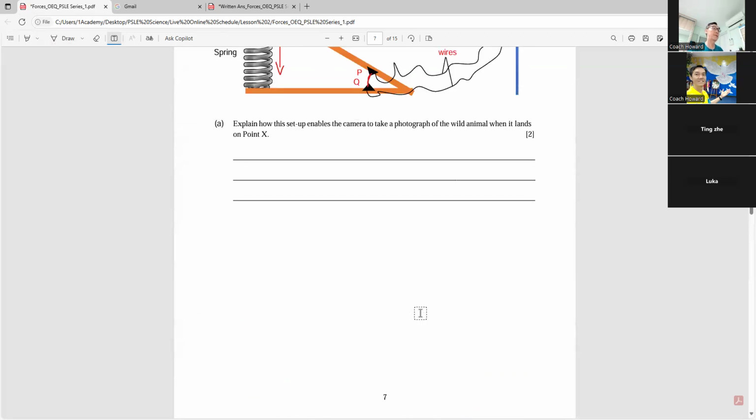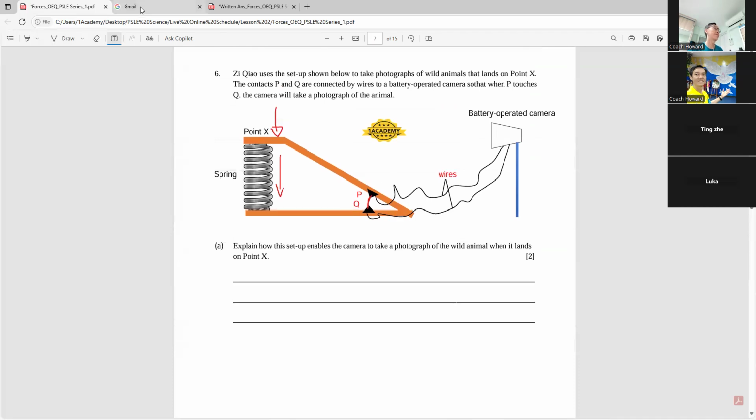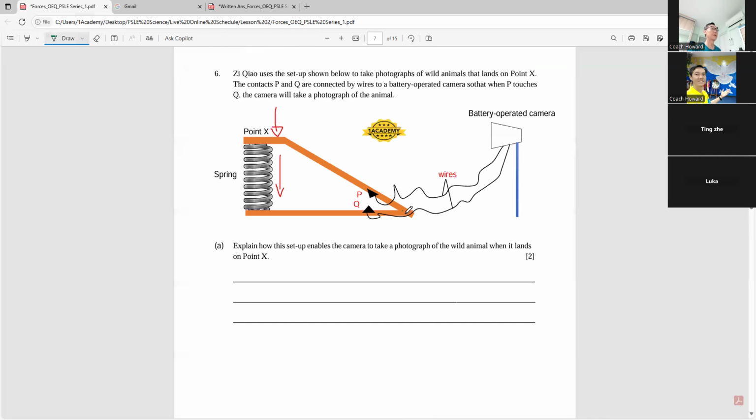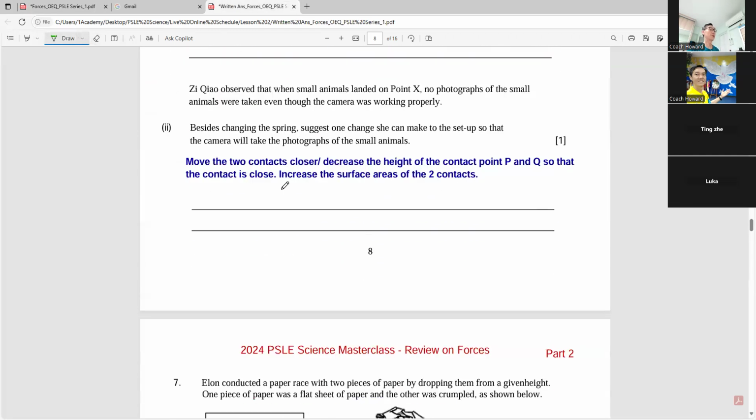So by examining this setup, there are a few things you can do. If I erase this part, you can increase the surface area of P and Q, the contact, so that they are nearer to each other. Or you can shift P and Q towards the pivot point. Where's the pivot point? The pivot point is this part. Shift them closer to the pivot point. So these are the possible answers.